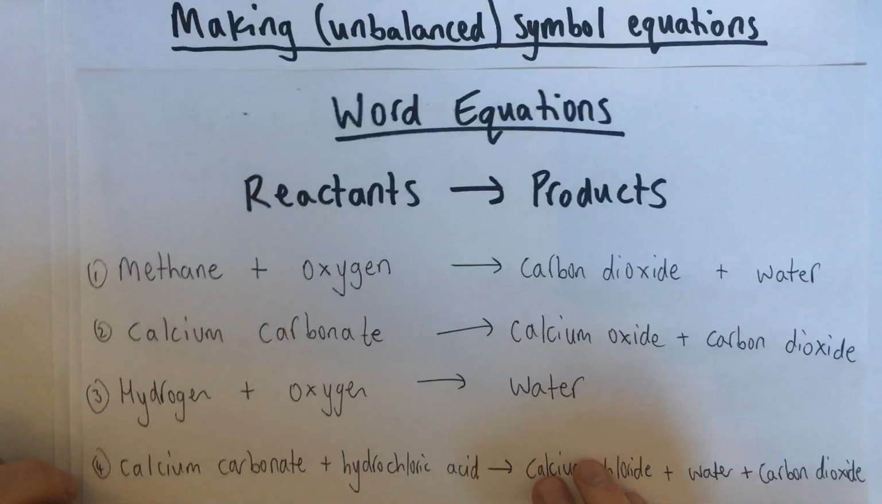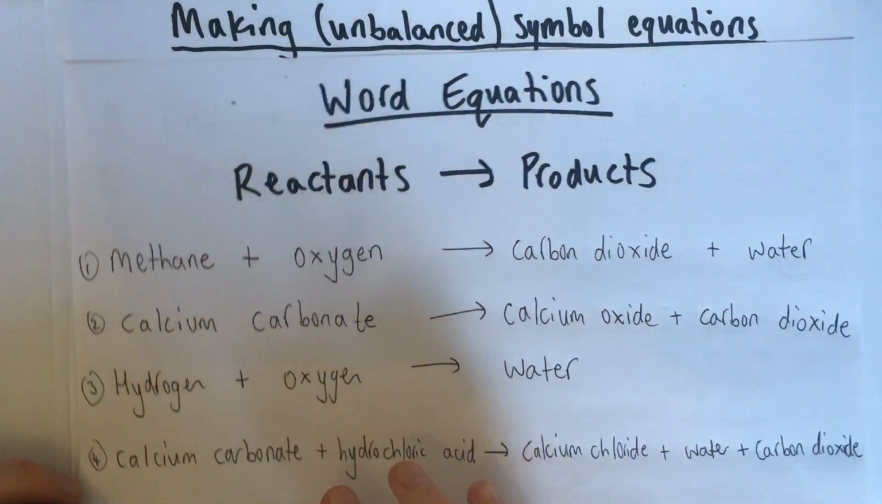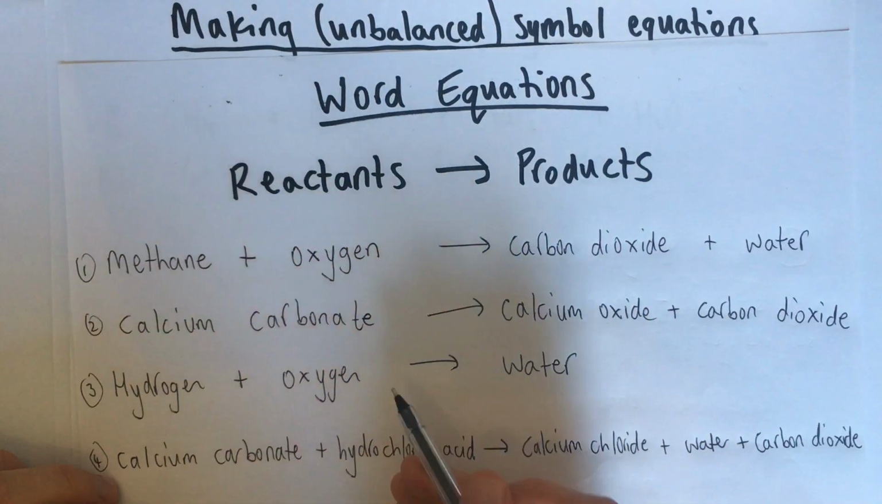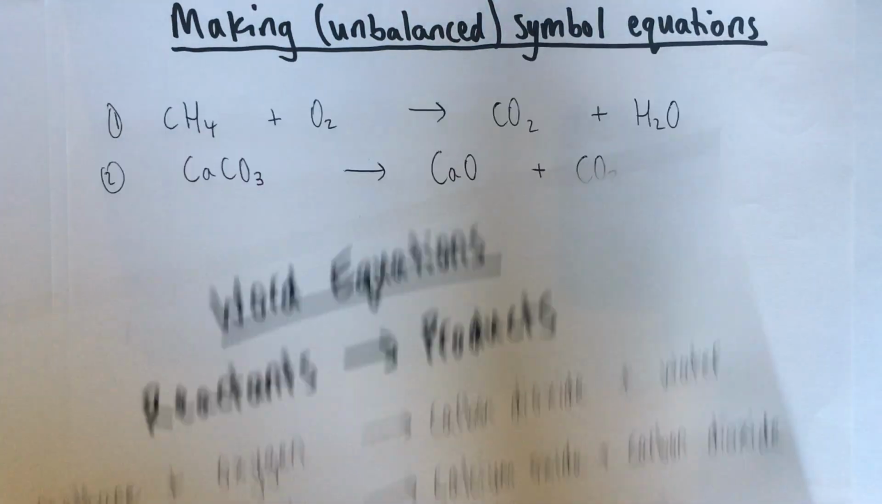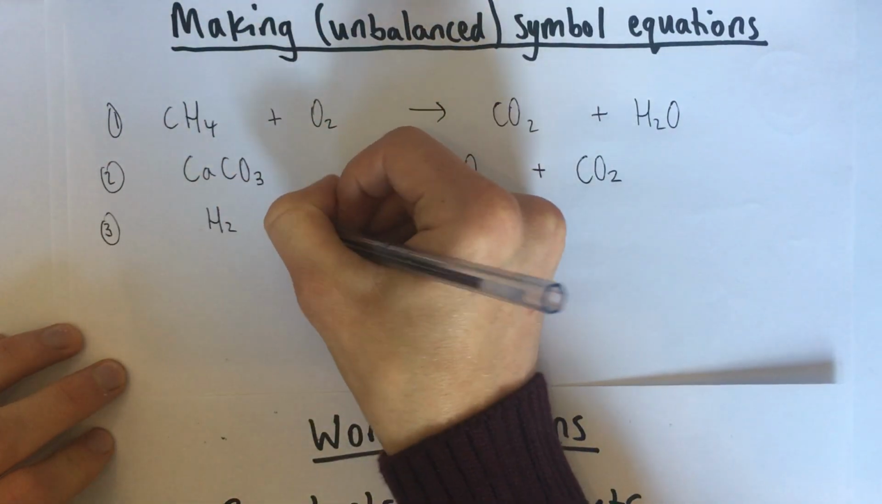Let's have a look at the third word equation. Hydrogen burning in oxygen to make water. This shows you just how simple some of these can be. We know that hydrogen is H2, oxygen is O2, and water is H2O. So that's our unbalanced symbol equation for that one straight away.